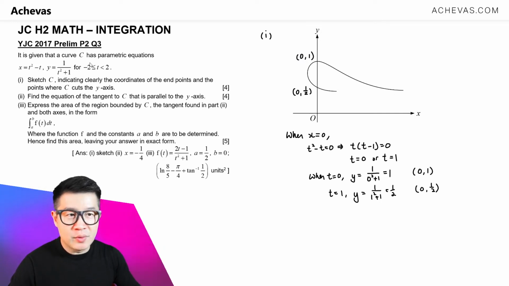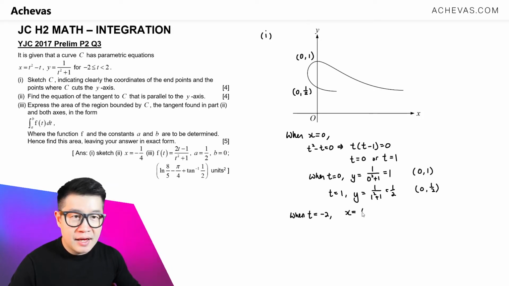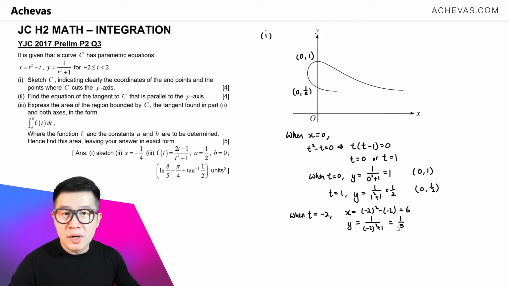As for the two endpoints, I'm going to make use of the two extreme values for t in the domain. So one of them is going to be when t is equal to minus 2. So when t is equal to minus 2, let's see what is x. x is going to be equal to (minus 2) squared minus (minus 2), which is equal to 6. And when t is equal to minus 2, y will be 1 over (minus 2) squared plus 1. So y is going to be equal to 1 over 5.